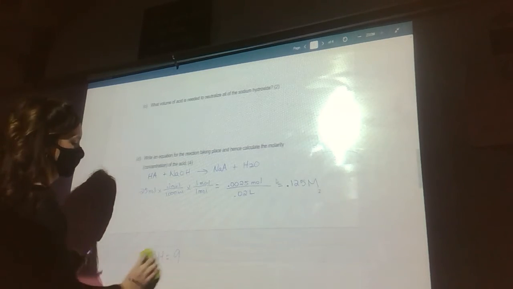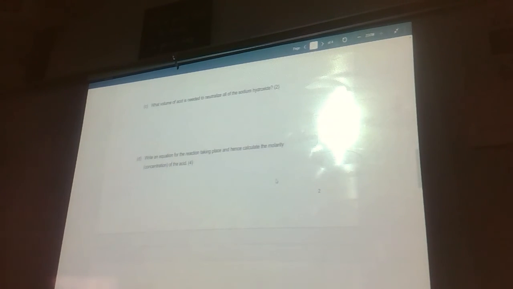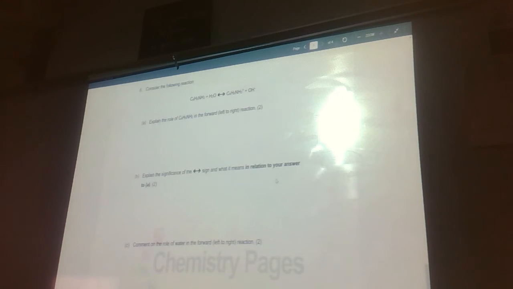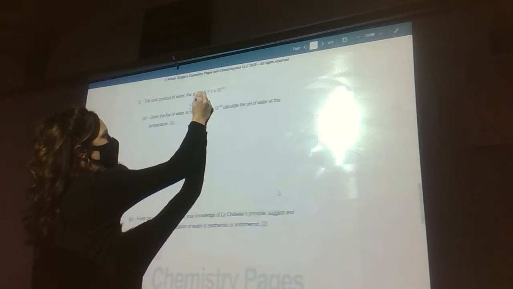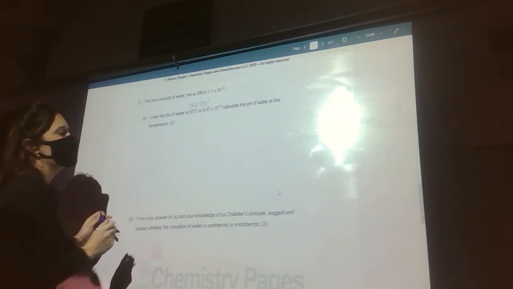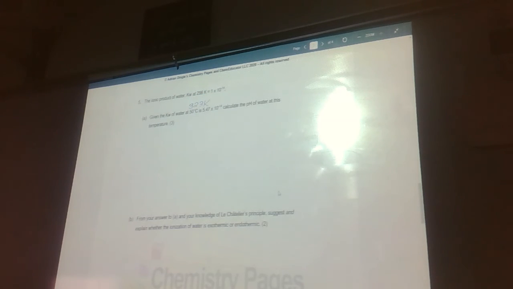Okay, the last one. The ionic product, oh, maybe not the last one. The ionic product of water at 298 Kelvin is 1 times 10 to the negative 14th. At 50 degrees Celsius, or 323 Kelvin, it's 5.47 times 10 to the negative 14th. Calculate the pH of water at this temperature.